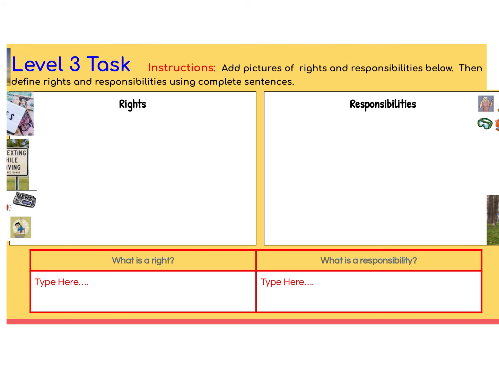And then at the bottom, they have those 2 boxes. One, what is a right? And you'll type in that. And what is a responsibility? And you'll type in that. Again, remembering that you need to get out of present mode in order to do that.